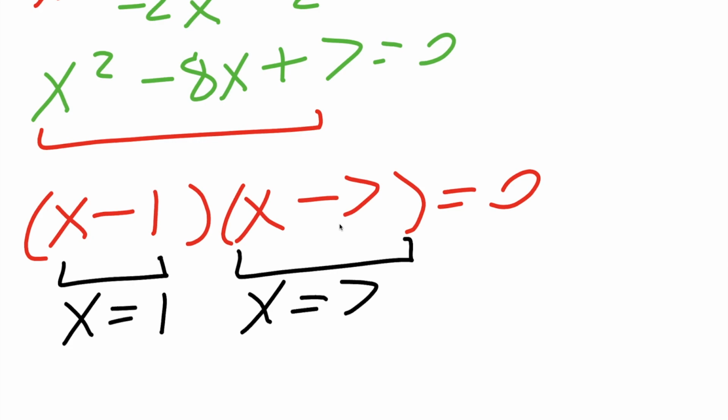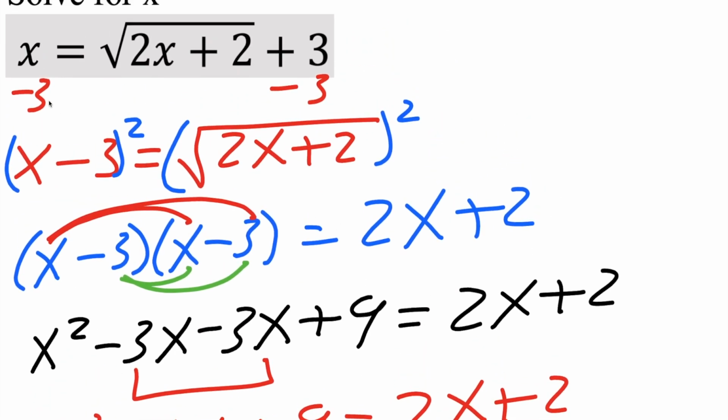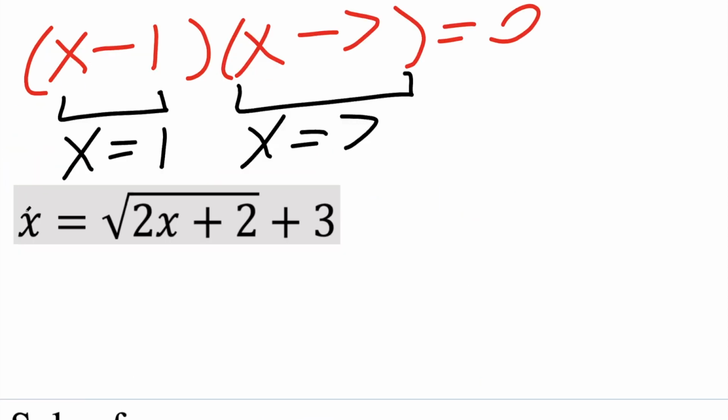Now that we have two answers for a square root problem, this is a big indicator that we need to check for extraneous solutions. So what we're going to do is plug our answers back into the original equation. So literally I'm going to plug in a 1 for x. So if x is equal to 1, we need to know, will this be a true statement?